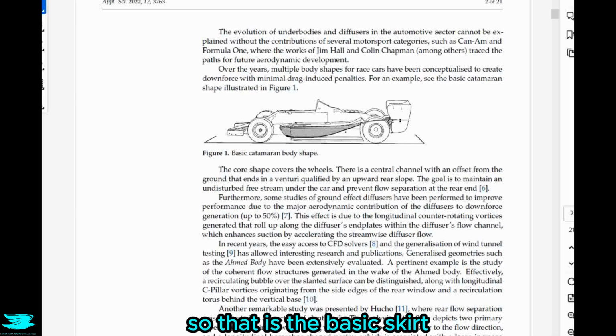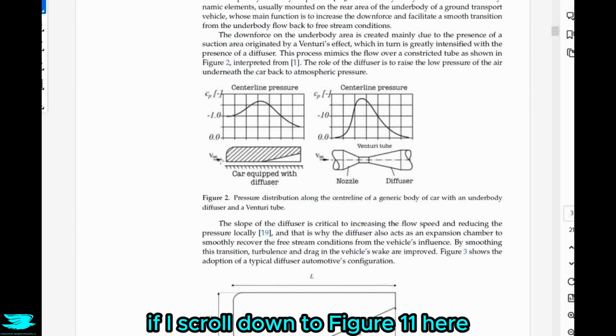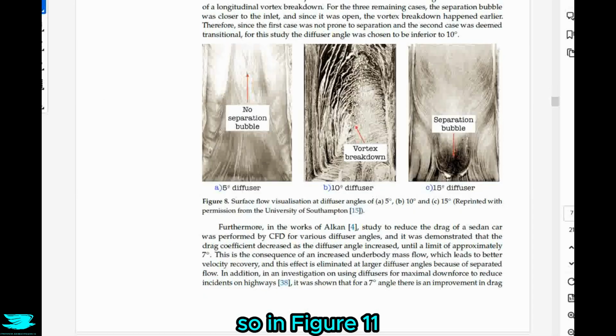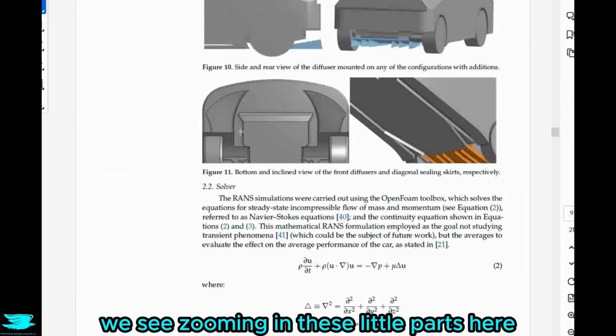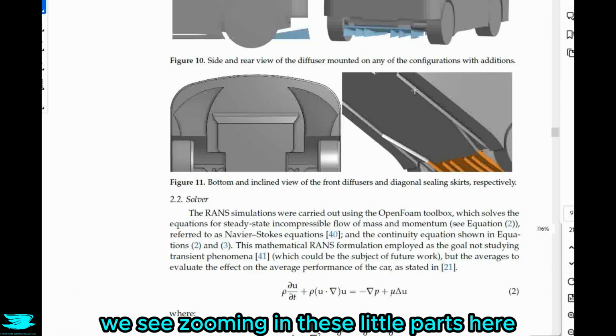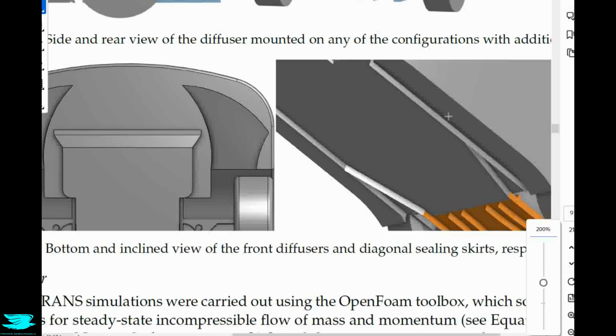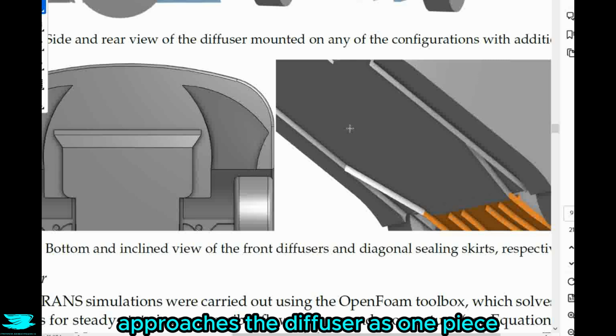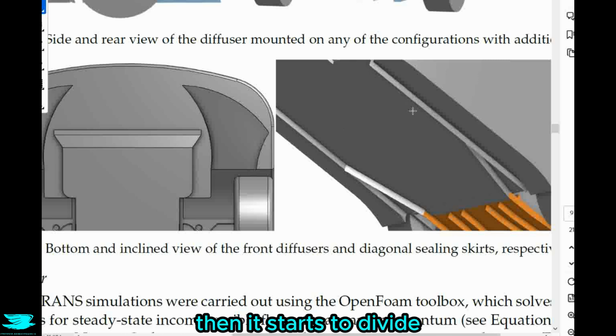So that is the basic skirt, but as figure 11 shows, so if I scroll down to figure 11 here, these skirts can be diagonal as well. So in figure 11, we see, zooming in, these little parts here, these vertical parts coming down, and they can be diagonal. You can see they shoot off a little bit. So we see the main skirt approaches the diffuser as one piece, then it starts to divide, and now we have two strips on each side of the car. The benefit of these sealing skirts has been shown time and time again that they can increase the car's downforce by over 30%, a huge amount.